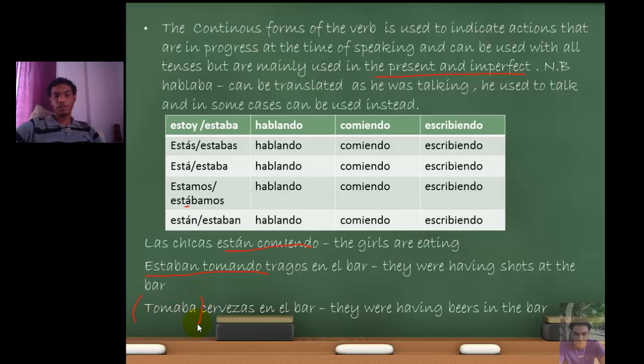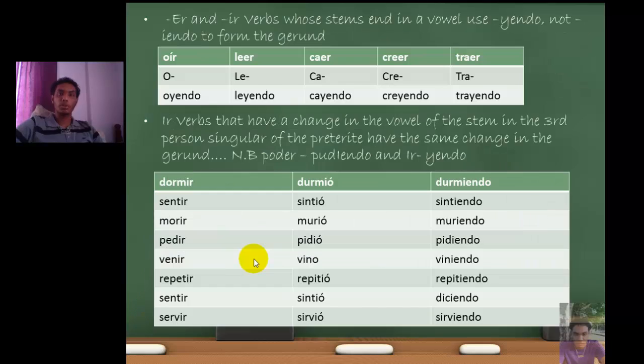Please note you can also include the imperfect, which I would explain a bit later. Tomaba cervezas en el bar. They were having beers in the bar. You can use the imperfect to indicate was and a continuous action that was being done.